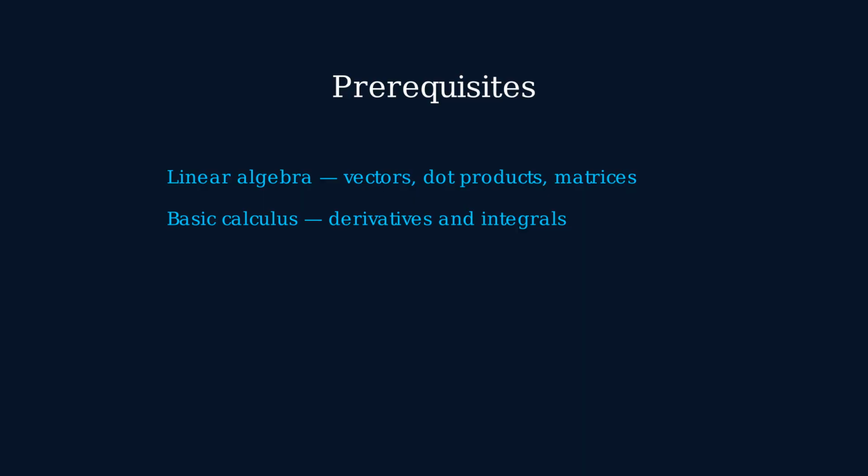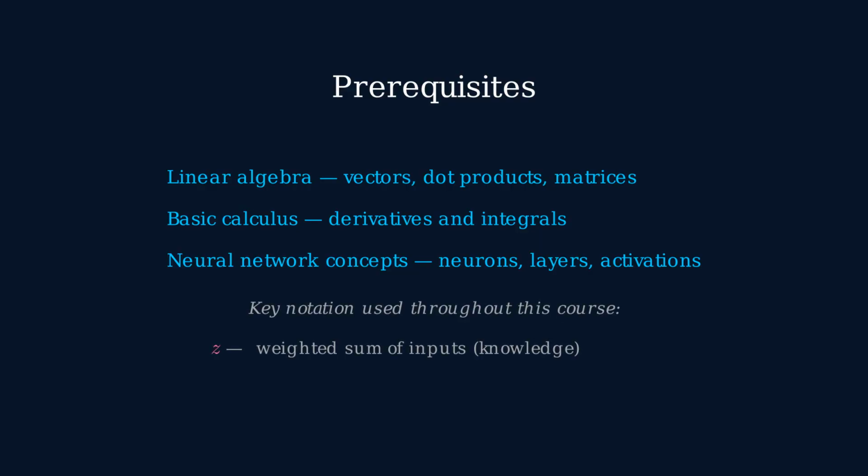Before we begin, here's what you will need: linear algebra, vectors, dot products, and matrices, basic calculus, derivatives, and integrals, and familiarity with neural network concepts, neurons, layers, and activation functions. Throughout this course, we use 2 key quantities: z, the weighted sum of inputs at a neuron, what we call the knowledge, and d equals sigma of z, the sigmoid output, which we call the decision probability. If you are comfortable with these, you are ready for this course.